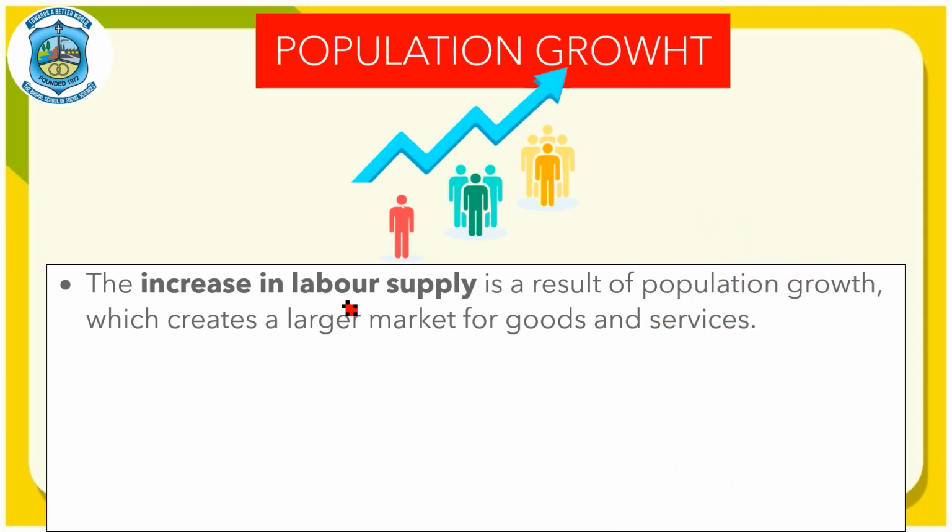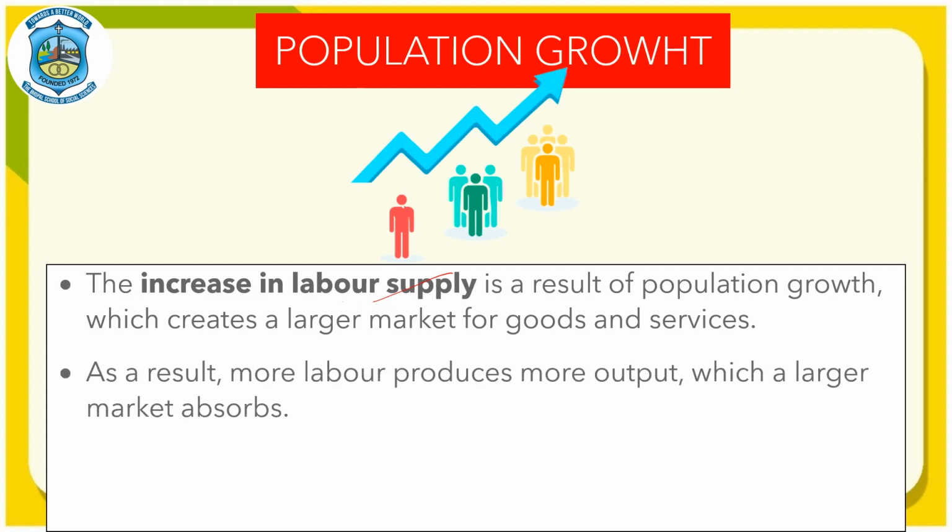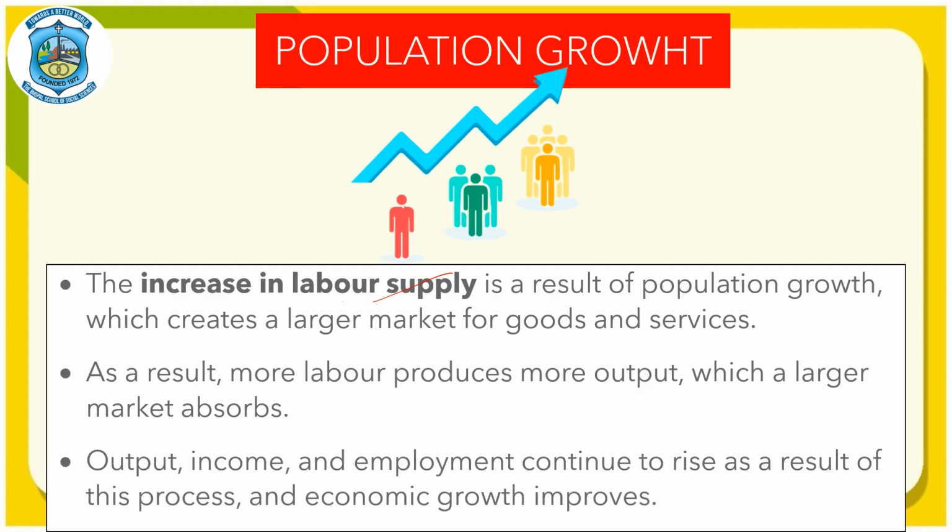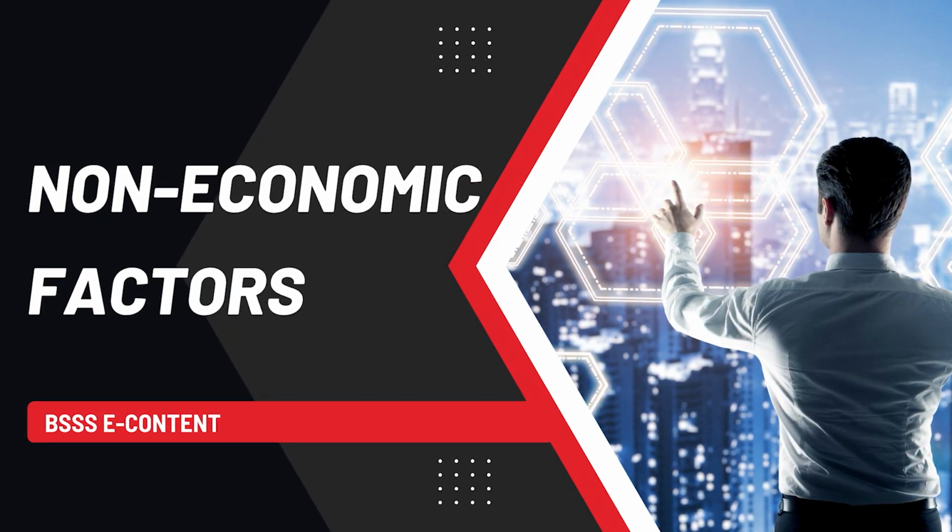The increase in labor supply is a result of population growth, which creates a larger market for goods and services. As a result, more labor produces more output, which I just mentioned with the example of China, and a larger market absorbs it. Output, income and employment continue to rise as a result of this process. The economic growth improves. But why are we discussing economic growth here? Because there is a direct linkage between economic growth and development, which we just mentioned. So these are some indicators of economic factors.